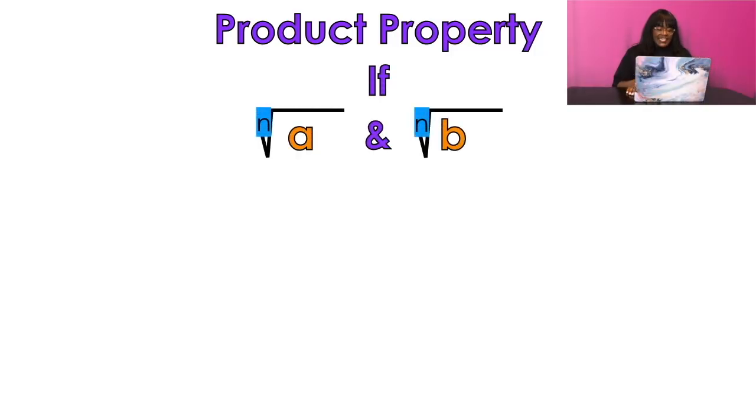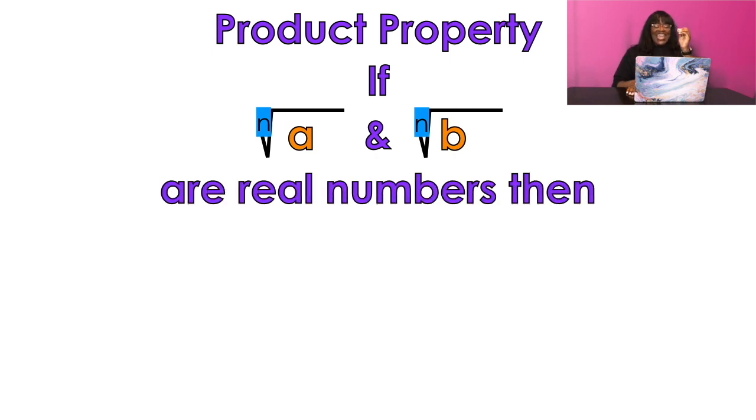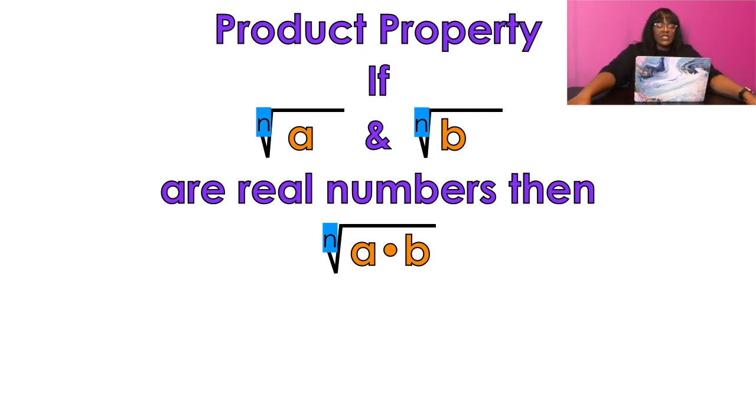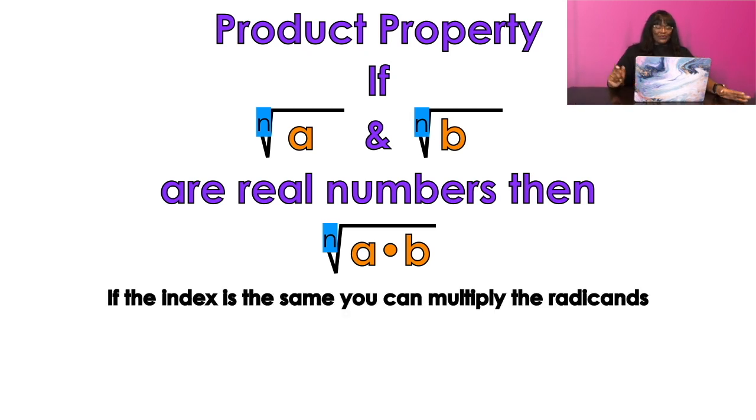Right now, we're going to go over the product property. The product property says if the nth root of a and the nth root of b are real numbers, then I can say that the nth root of a times b equals the product of the roots. Ms. B, please put this in regular people terms. I got you. If the index is the same, you can multiply the radicands. If those little numbers on the outside of the radical are the same, then I can combine both of the numbers under the radical by multiplication.